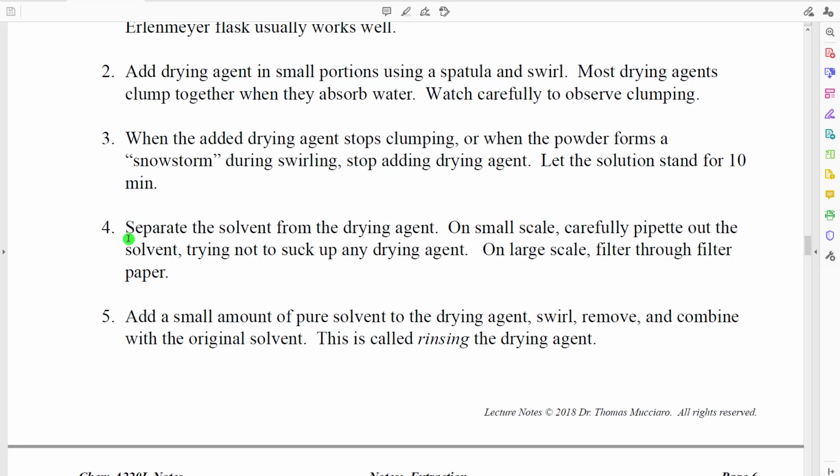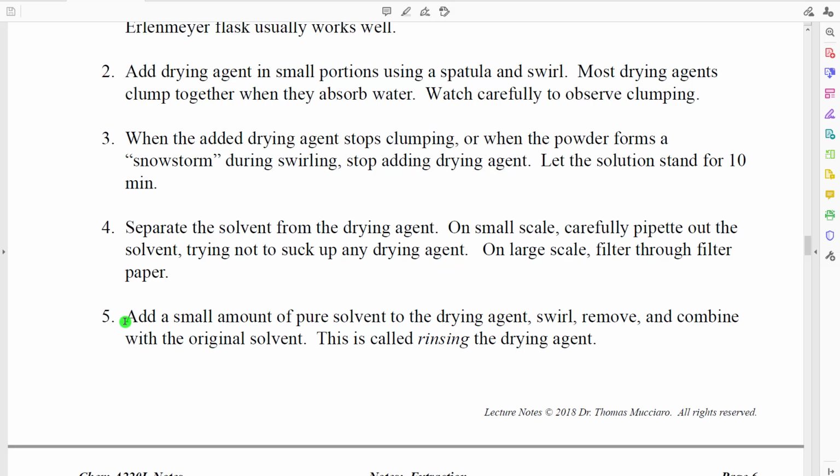We then need to separate the liquid solvent from the solid drying agent. On a small scale, microscale, we can often just use a Pasteur pipette, very carefully sucking out the liquid while trying not to suck out any of the drying agent. On a large scale, this is impractical, and what we'll generally use is filter paper, and we'll pour that mixture through the filter paper, collecting the liquid underneath and leaving the solid up in the filter.